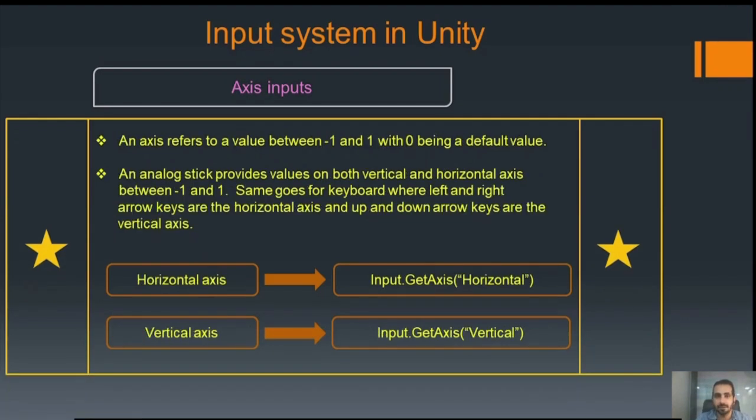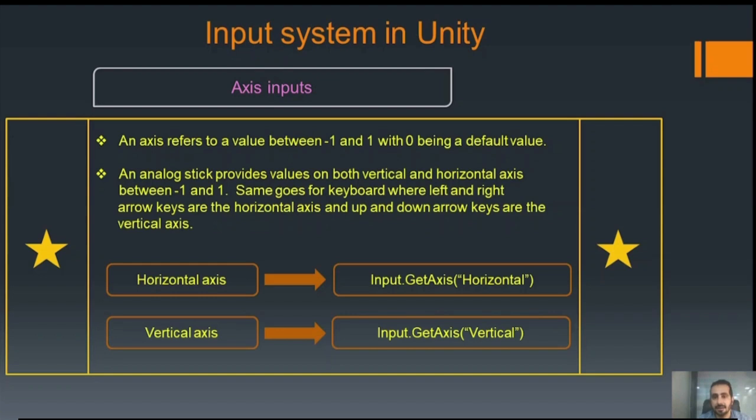Okay, let's go on to the axis inputs now. An axis refers to a value between -1 and 1, with 0 being a default value. An analog stick provides values on both vertical and horizontal axis between -1 and 1. Same goes for the keyboard, where left and right arrow keys are the horizontal axis and up and down arrow keys are the vertical axis.